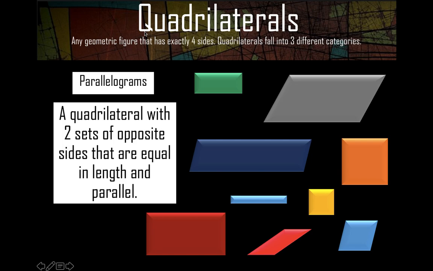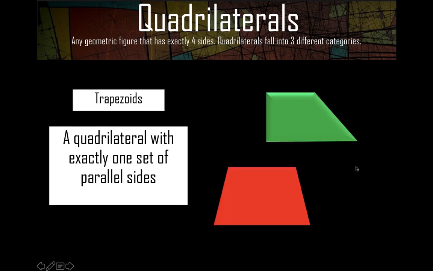Okay, quadrilaterals can fall into 3 different categories. So the first category is parallelograms. A parallelogram is a quadrilateral with 2 sets of opposite sides that are equal in length and are parallel. So these are all examples of parallelograms. The next one is a trapezoid. A trapezoid is a quadrilateral with 1 set of parallel sides, just 1. So these are examples of trapezoids.